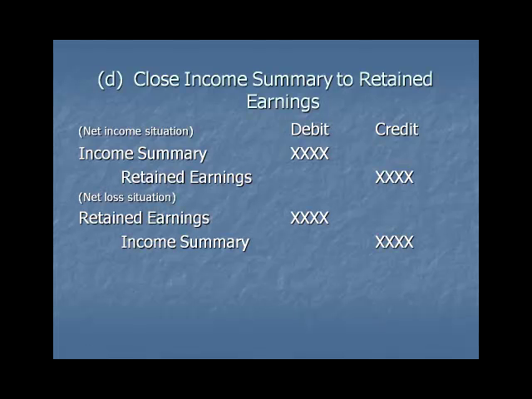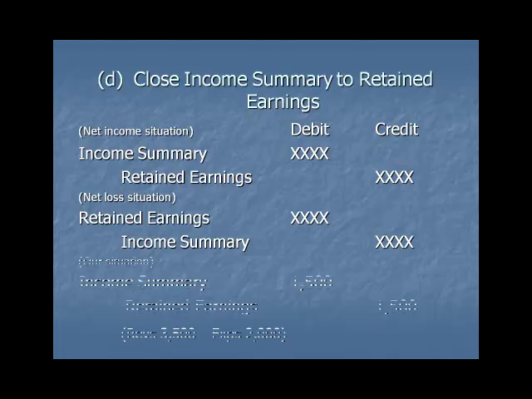The other possibility is a net loss. If we had a net loss, then our expenses would be greater than our revenues, and therefore income summary would have a debit balance, and so we would credit income summary and debit retained earnings in order to reduce retained earnings. In our situation, income summary will have a $1,500 balance based on the revenues and expenses that we closed in entries A and B. So we would debit income summary for $1,500 and credit retained earnings for $1,500.